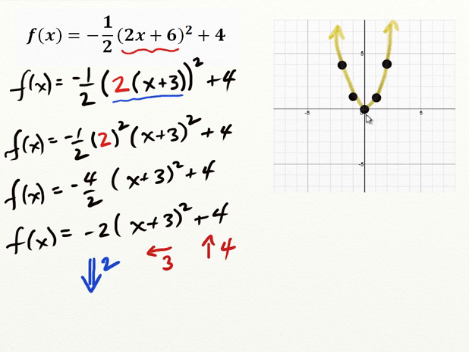So the vertex used to be at 0, 0. But given that this is now vertex form, we can clearly see that the vertex has been moved to the left 3 and up 4. Okay, so let's do that. We're going to go to the left 3, 1, 2, 3, and up 4, 1, 2, 3, 4, and right there is where the vertex is. So that's where we're starting, where that red dot is.